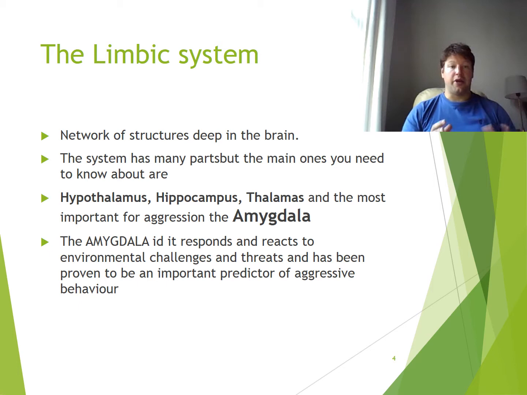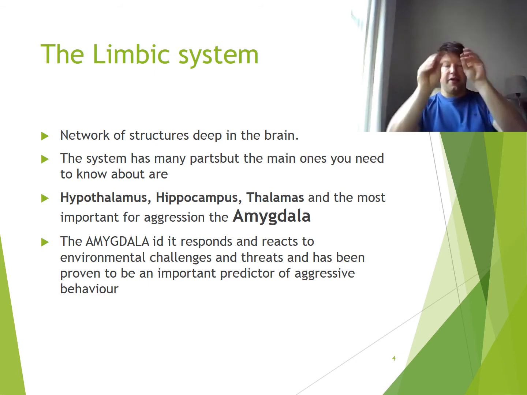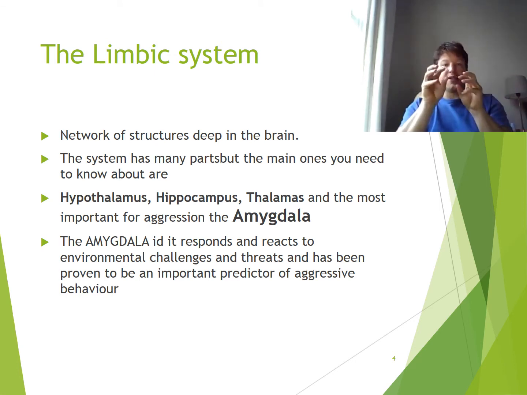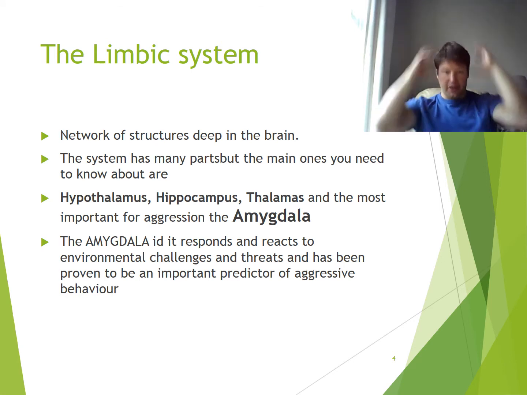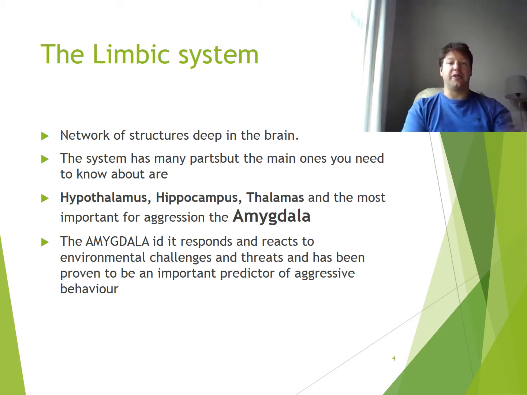It's a network of structures deep in the brain, and what I mean by deep is whenever you see one of those brains and you've got the cortex, and then there's smaller bits inside, like the hippocampus, hypothalamus. That's the limbic system. So that small bit nearer the neck, nearer where the spine comes in, rather than on the external. Hypothalamus, hippocampus, thalamus, and the most important for aggression, amygdala. Okay, that's what's in them. Okay, the amygdala.